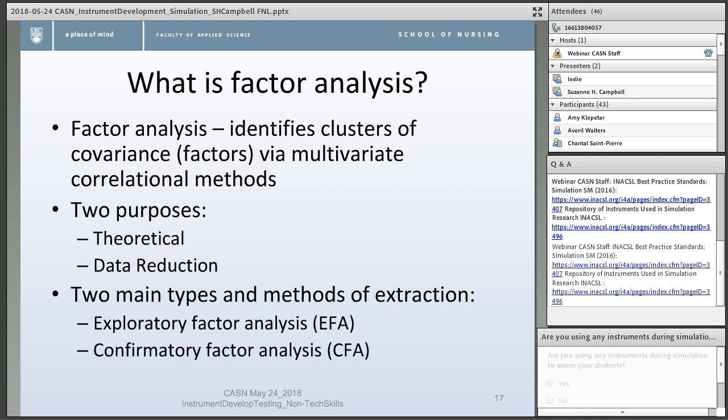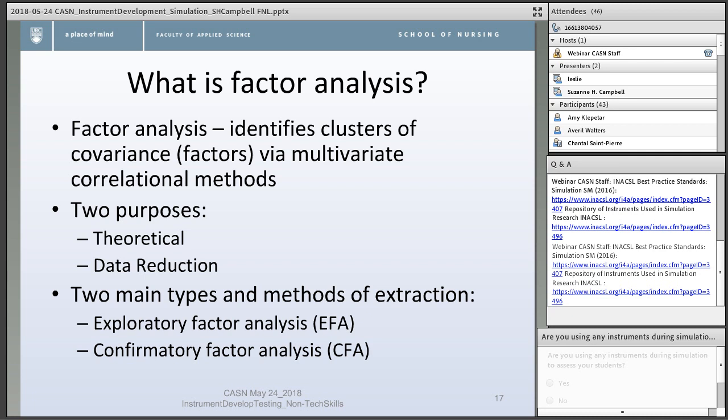It helps to identify clusters where covariance exists, and that's our factors or constructs, and we do that with a multivariate correlational method. Basically, there are two purposes. One is theoretical. We want to be able to say that the items in the instrument overall are supporting theoretically what we hope to be measuring.